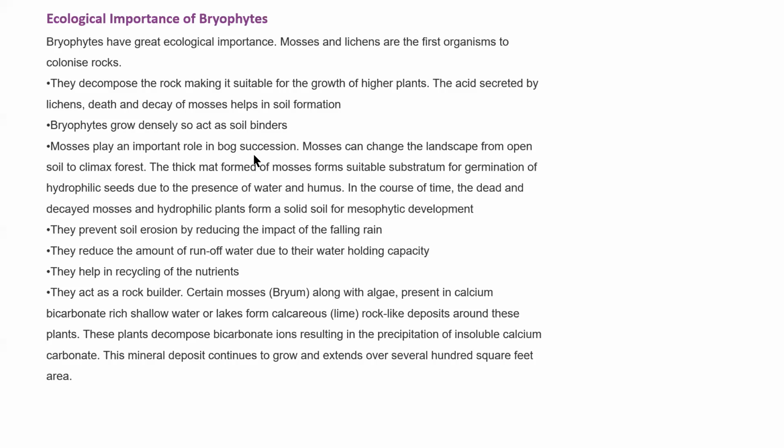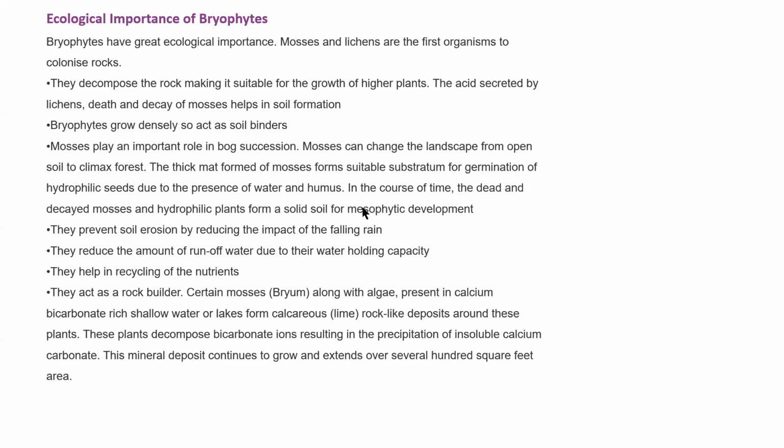Mosses play a major role in bog succession. So they can change the landscape from open soil to forest. So ஒரு காடு உருவாக்குவதற்கு ஒரு முக்கியமான காரணமாக இருக்கிறது இந்த மாசஸ் தான். So mosses play a major role in reforestation. A thick mat formed of the mosses forms a suitable substratum for germination of many seeds. So நிறைய சாதாரணமா முளைக்காத plant விதைகள் கூட moss வளர்ற இடத்துல முளைக்கும். So it plays a major role in creating forest.